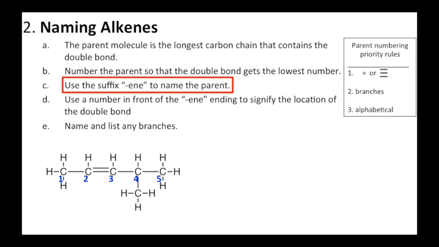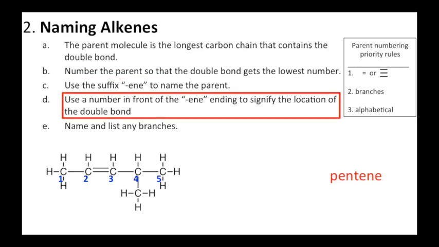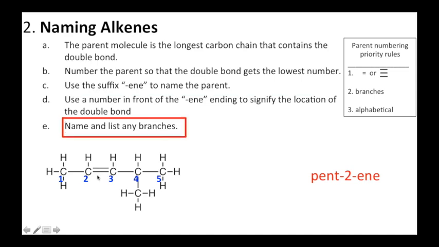Now the suffix on these is ene. If it's an alkene, it ends with ene. Pentene. Use a number in front of the ene to identify the location of the double bond. Okay, so watch this. Because the double bond is attached to carbon number 2, we name it this way. Pent-2-ene. It's a pentene with a double bond attached to carbon number 2. Alright, and then name and list any branches. Well, we have a methyl branch, and so finally the parent's name is 4-methylpent-2-ene.